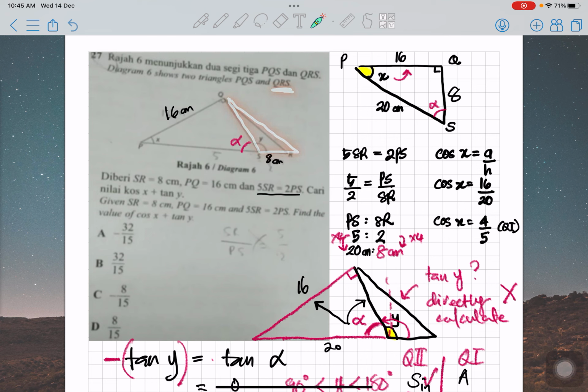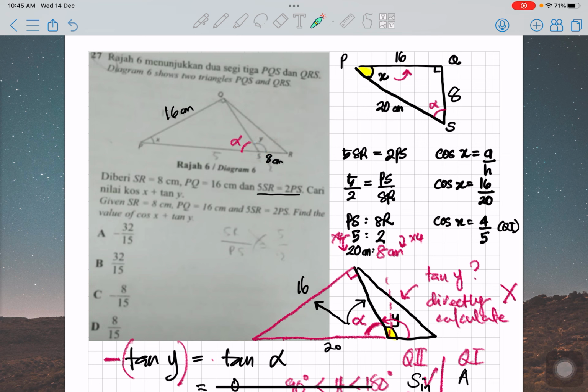The question asks you to find cos x plus tangent y. So given the angle x here, you have to find the cos x, and given the angle y here, you have to find the tangent y, and then you have to calculate cos x plus tangent y.